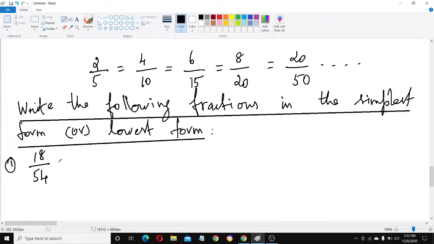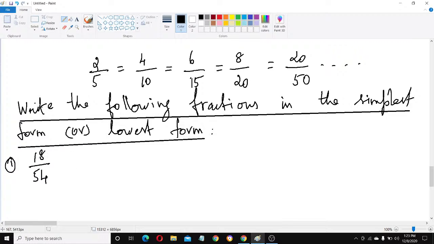18 by 54. The given fraction is not in simplest form because a common factor is there between 18 and 54. Which are the common factors? Between 18 and 54, 2 is common, 3 is common, 9 is common, and 6 is also a common factor. Now you have to reduce it to the lowest form, or say we have to write it in simplest form.